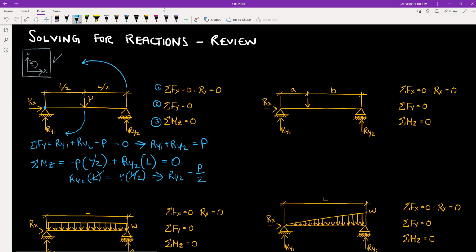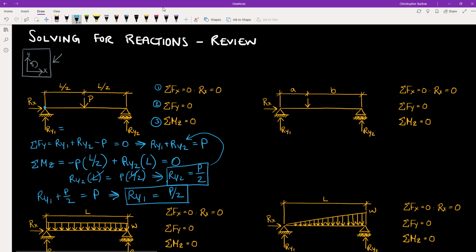Now we take this equation and plug it back into our sum of y equation, and we get Ry1 plus P over 2 is equal to P, and so that means that Ry1 will also be equal to P over 2. And so both of these reactions are equal to P over 2.